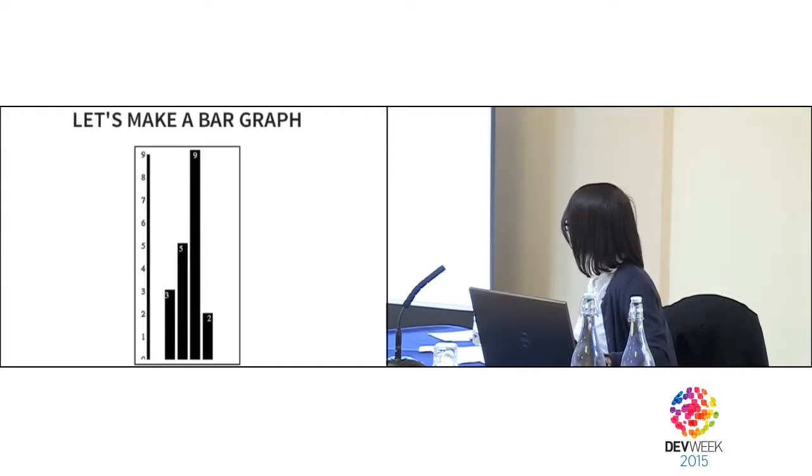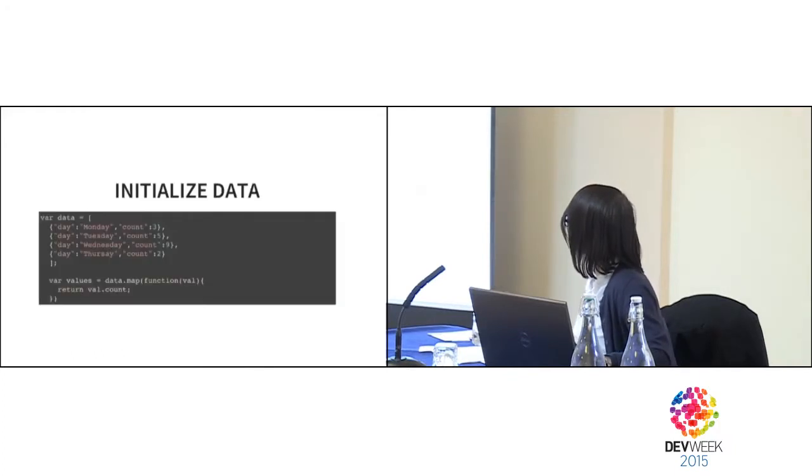So let's make a bar graph. We want to initialize our data. So here we have an array full of JSON objects. But what we really want to map is the count over here. And that is what the map function is doing. So we're spitting out a data object that just has counts.